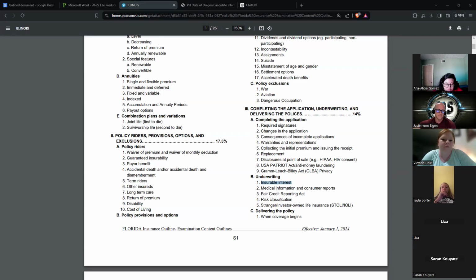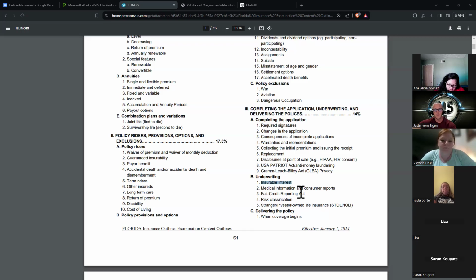Also, a creditor, like a bank, can have insurable interest in someone if they get a loan through that bank. So sometimes when people get very big loans, they need to get life insurance to cover that loan to help satisfy a loan requirement. Okay. Any questions about insurable interest?